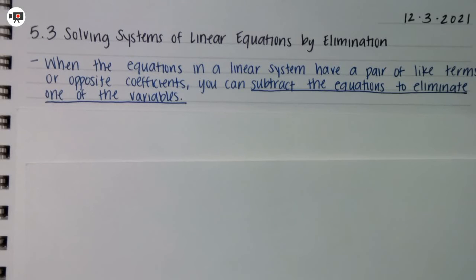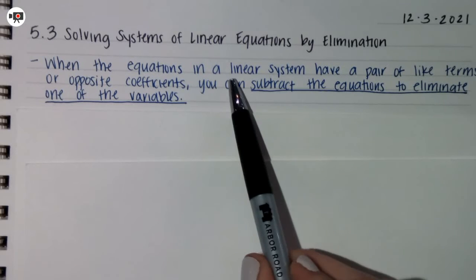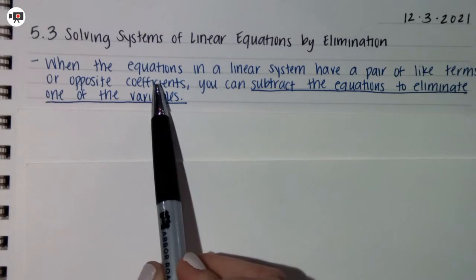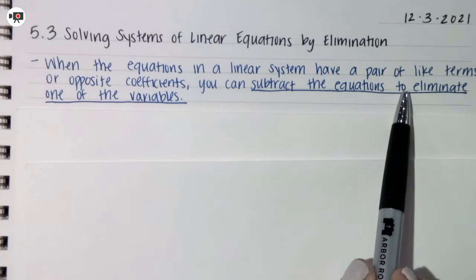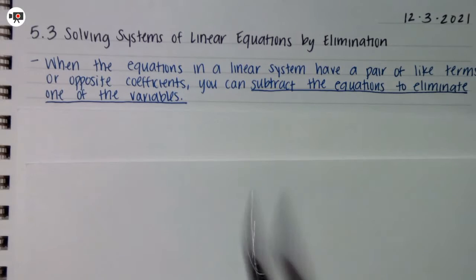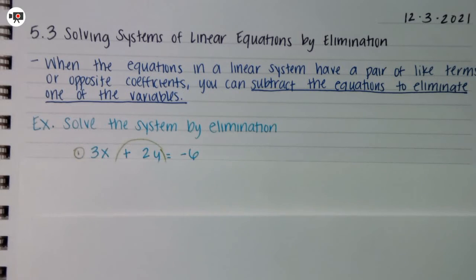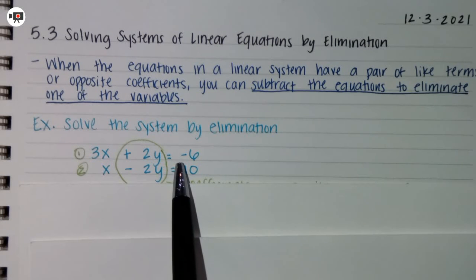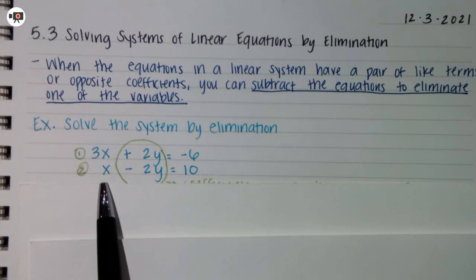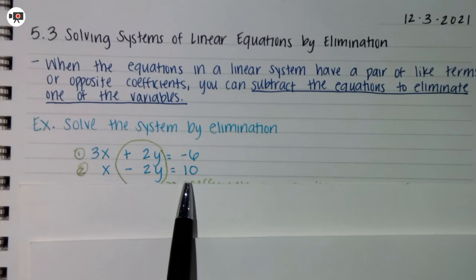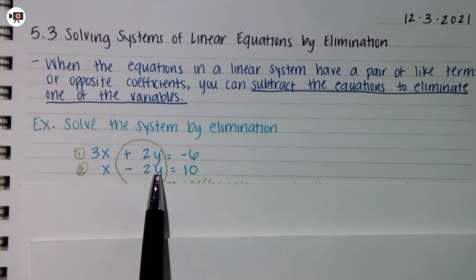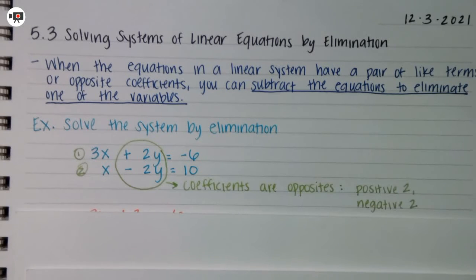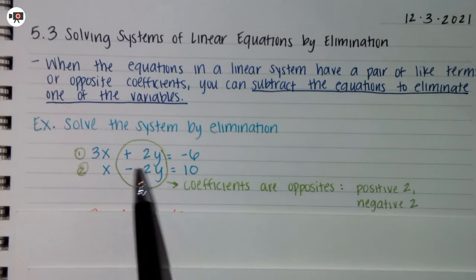When the equations in a linear system have a pair of like terms or opposite coefficients, you can subtract the equations to eliminate one of the variables. So, if I have 3x + 2y = -6, and my second equation is x - 2y = 10, I see that I have a 2y and a negative 2y. So the coefficients are opposites. I have a positive 2 and a negative 2.